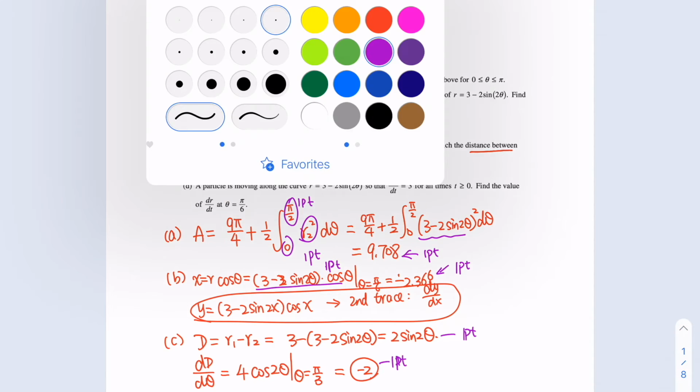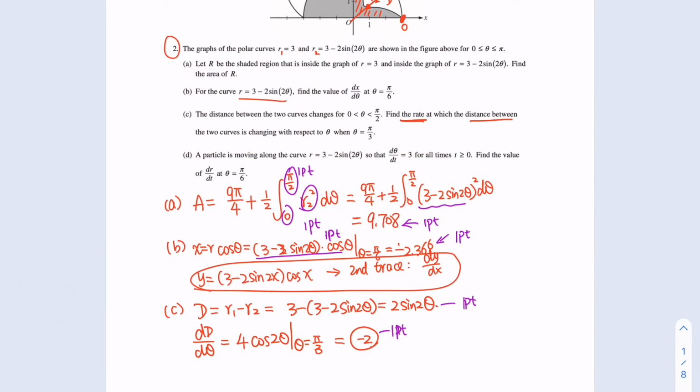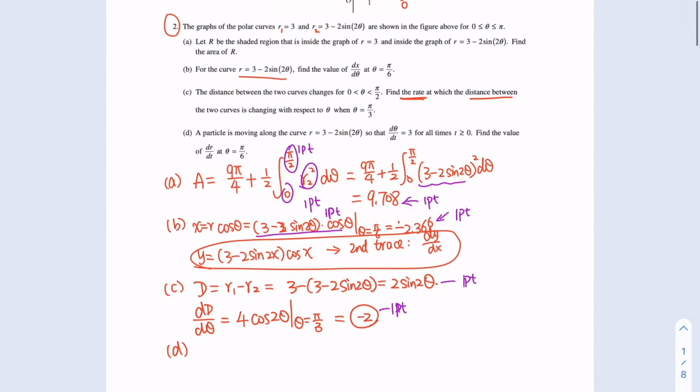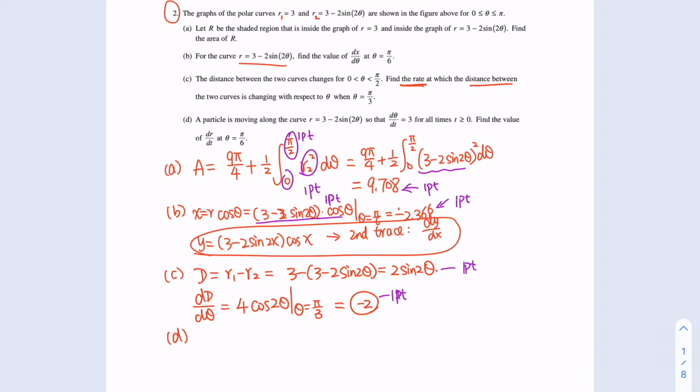Let's look at part D. The particle is moving along the curve r equals 3 minus 2 sine 2 theta, so that d theta over dt equals 3. Find the value of dr over dt. Because theta is a function of t, we have to use the chain rule. dr over dt equals dr over d theta times d theta over dt. And we can plug in dr over d theta right here.